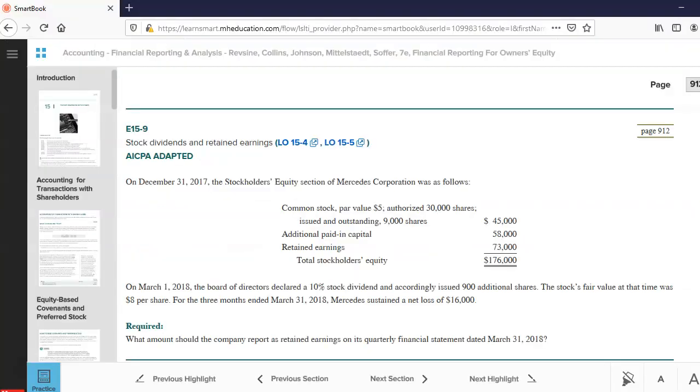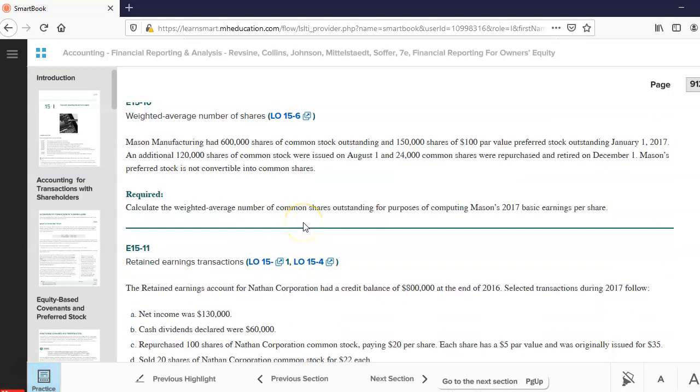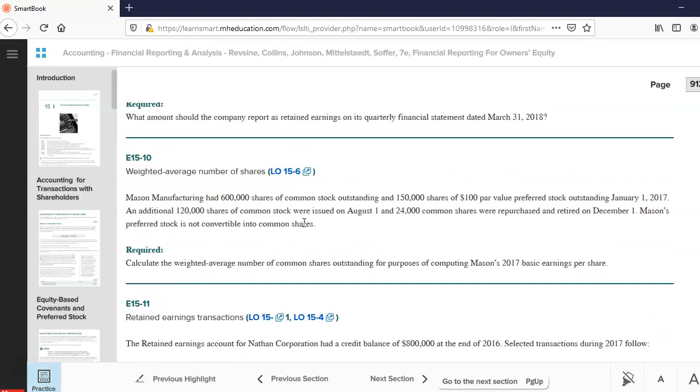Okay, question 10 is right here. And this is computing weighted average number of shares. So this is Mason Manufacturing, 600,000 shares of common stock outstanding, 150,000 shares, $100 par value preferred stock, January 1 of 17. An additional 120,000 shares of common stock were issued on August 1, and 24,000 were repurchased and retired on December 1. Mason's preferred stock is not convertible into common shares. And that's good to know. We're going to run into that one later.